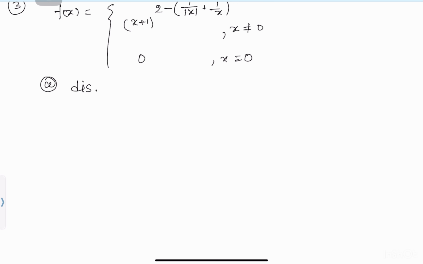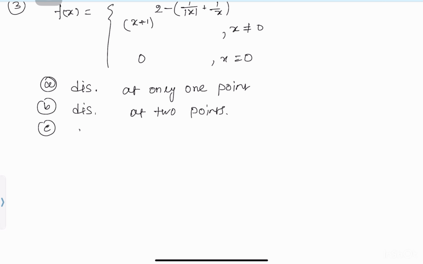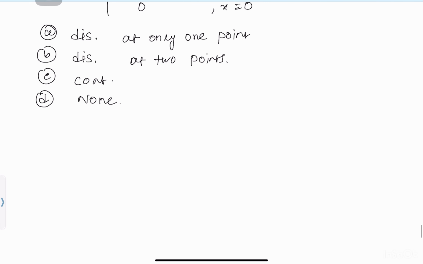First option, discontinuity at only one point. Second option, discontinuity at exactly two points. Third option, continuous everywhere. And fourth option, none of the above. Clear? So I have to check the continuity.